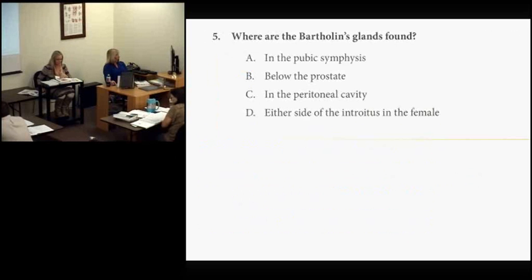Where are the Bartholin's glands found? Either side of the introitus in the female, so either side of the opening to the vagina.